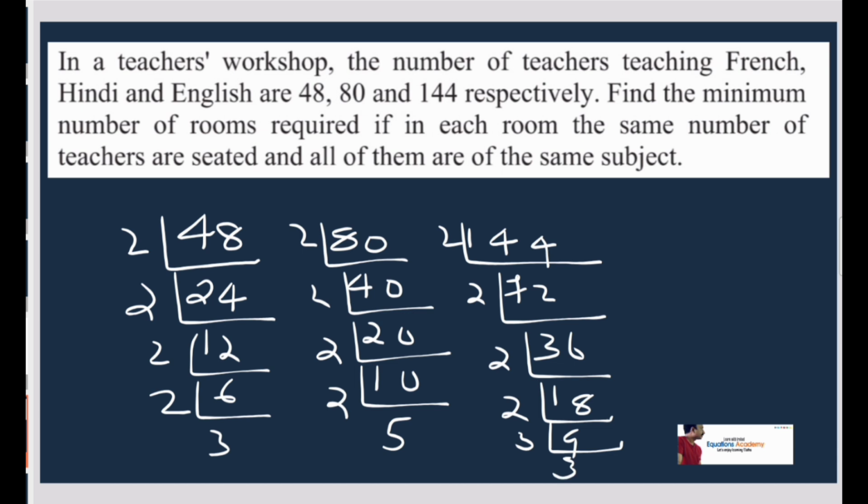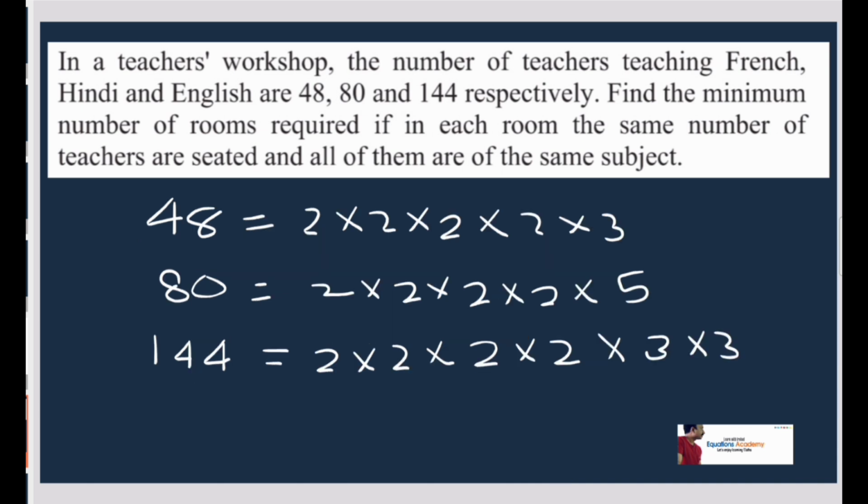Now we have prime factorized these numbers. Now we'll find the HCF. We can write 48 is equal to 2 into 2 into 2 into 2 into 3, and 80 is equal to 2 into 2 into 2 into 2 into 5. Then 144 is equal to 2 into 2 into 2 into 2 into 3 into 3.